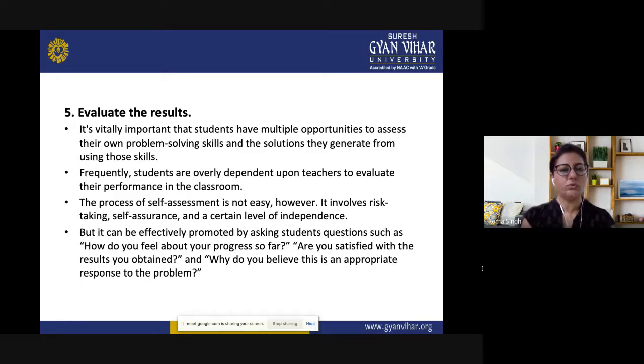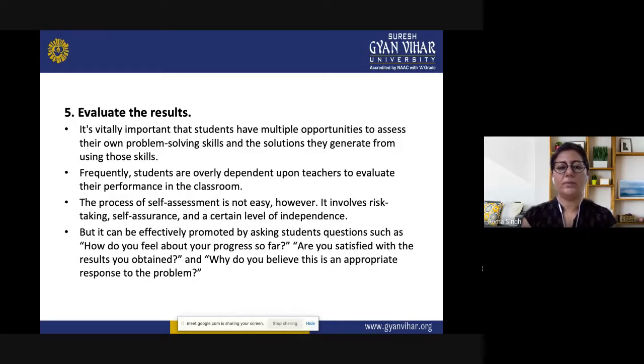Frequently, students are overly dependent on teachers to evaluate their performance in the classroom. So it is very important that teachers teach them how to self-evaluate, how to assess their peers, so that they know on their own in which way they are wrong, or if they are going on the wrong path, what should be done to do things correctly.